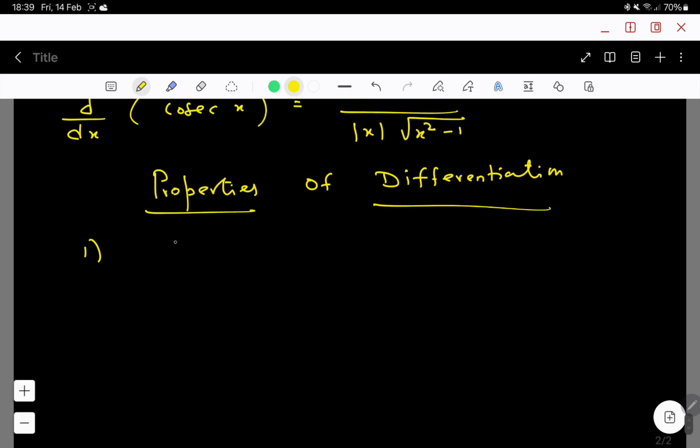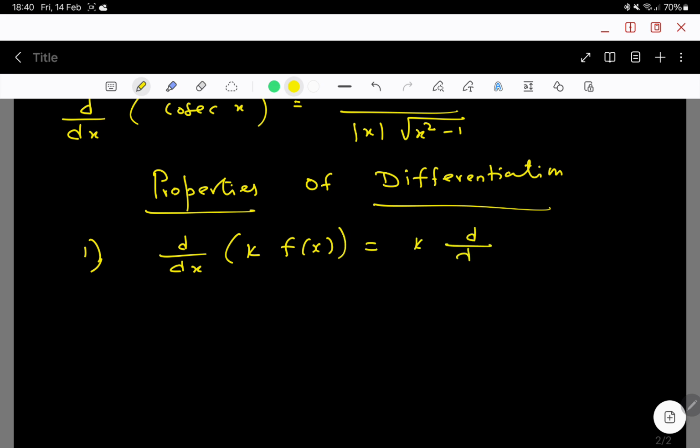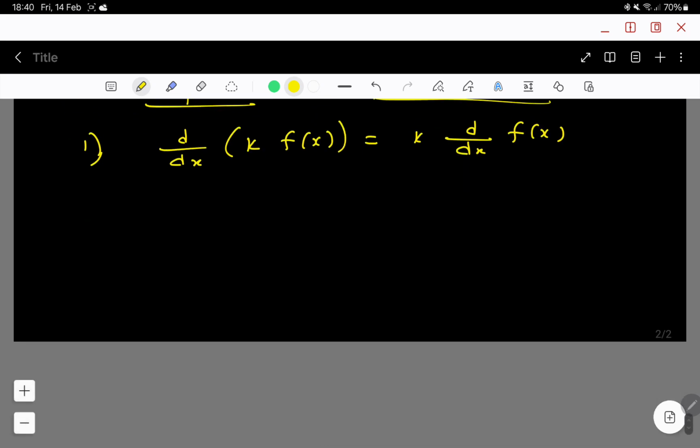First property is d by dx of k times f of x. Here k is a constant. Okay, we take k outside and differentiate only f of x. K is any constant.